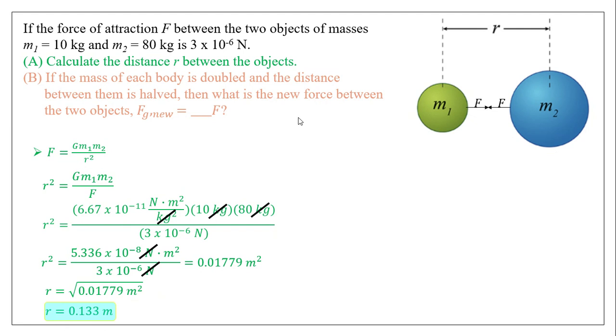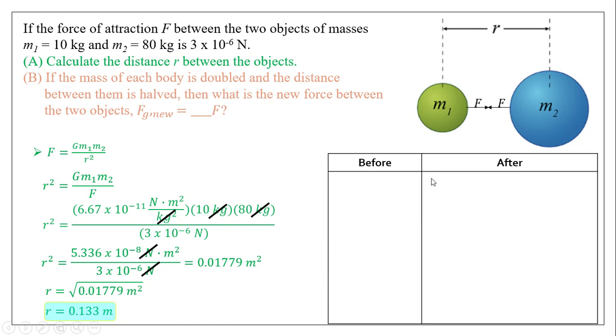Half would imply that the distance is now closer together. Okay, and it wants to know what is this new force in terms of the F given. All right, so all we have to do is do a little ratio problem here.